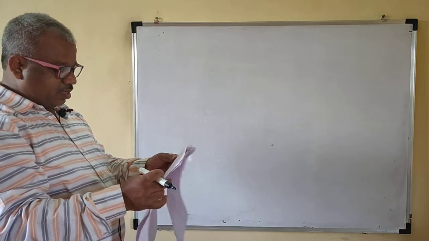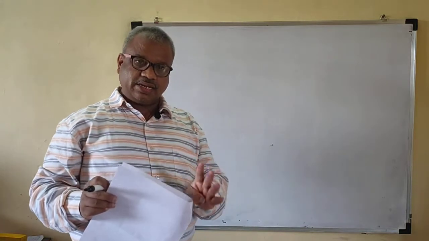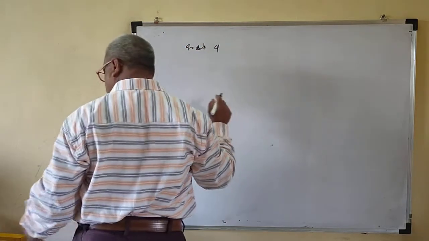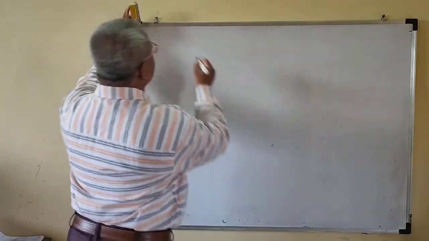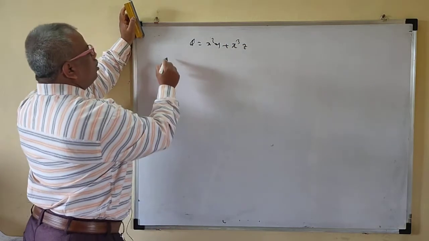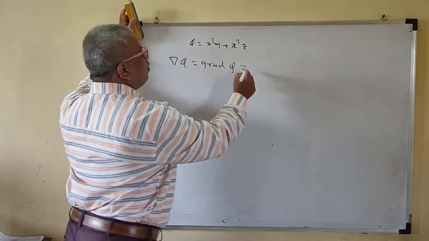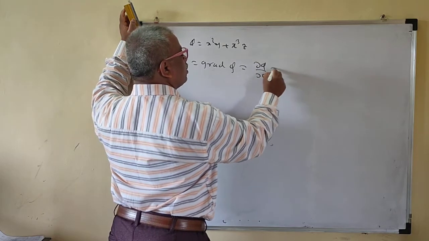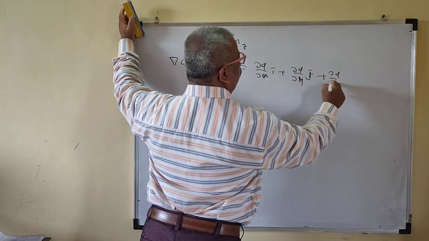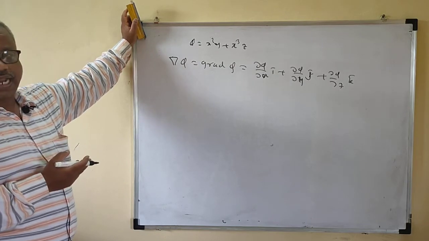Actually, we have to revise the gradient of the function, and at the same time we will see the relation with the gradient of phi. Okay, so if you want to find the gradient of phi, suppose phi is a scalar function, x²y + x³z. Grad phi is denoted by ∇phi, and this is nothing but ∂phi/∂x i bar plus ∂phi/∂y j bar plus ∂phi/∂z k bar. Okay, this is the definition of the gradient of the function.